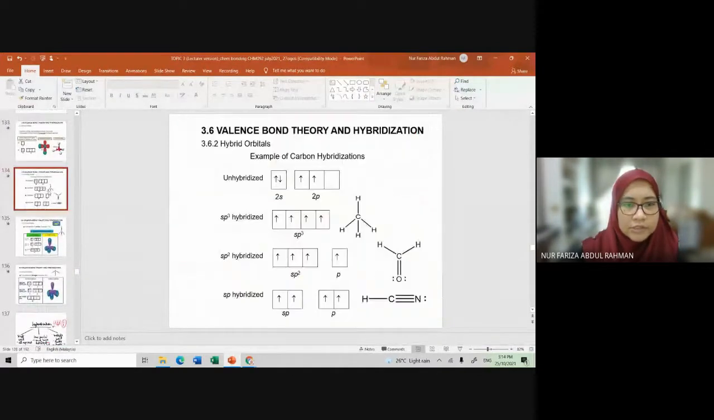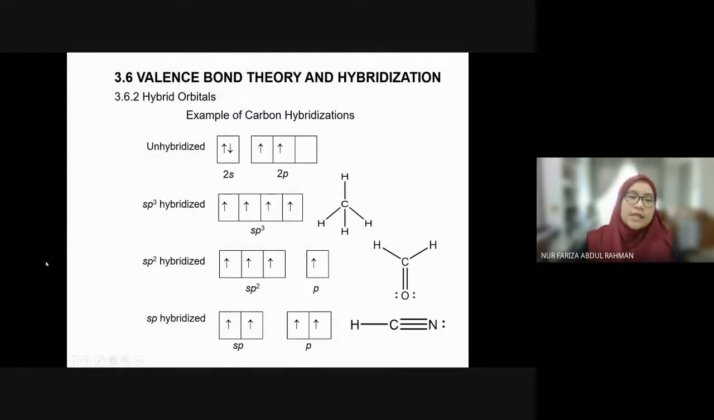Let's look at each one of them. Last time, for the original slides, the end slide will be this one, and then we change to the new arrangement. So we have carbon hybridization. Carbon can form three types of hybridization: sp3 hybridization, sp2, and also sp hybridization.